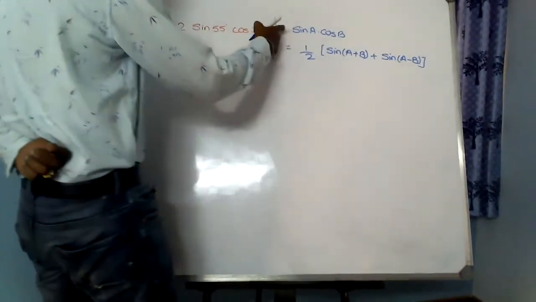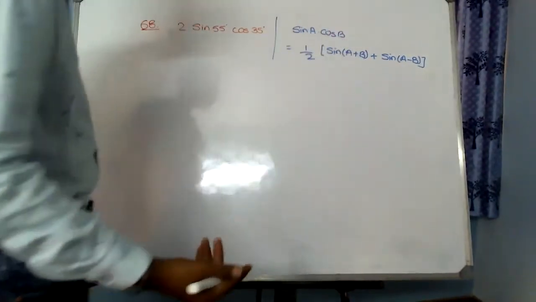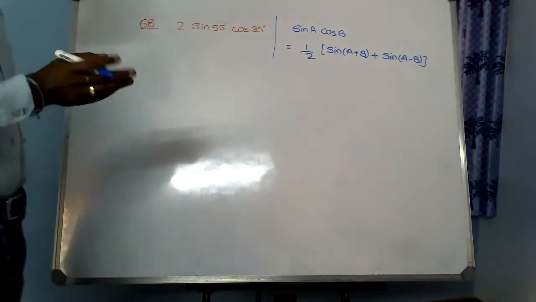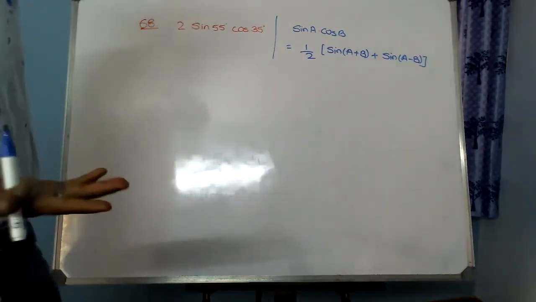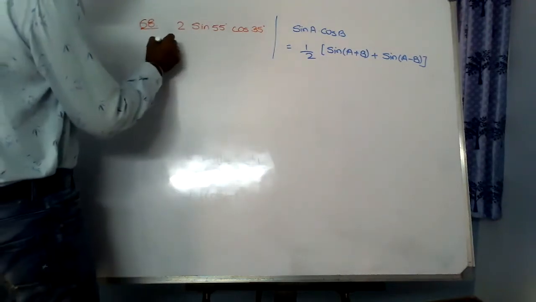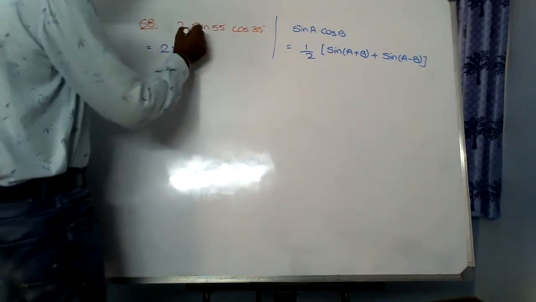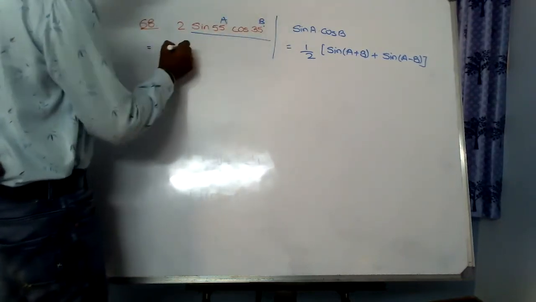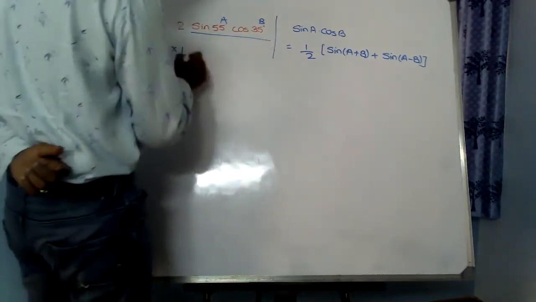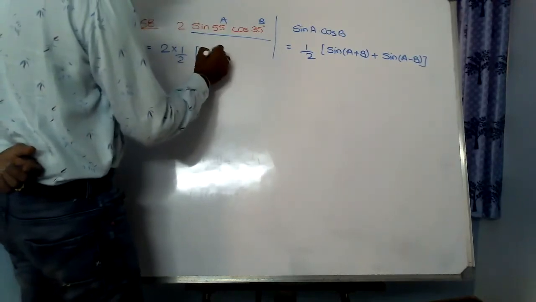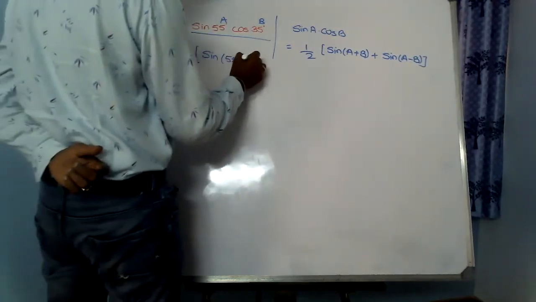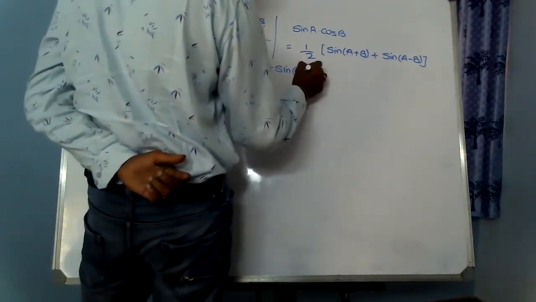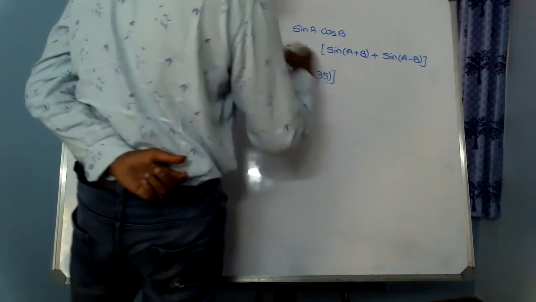Or if I want, I can write 2 sine A cos B equal to sine A plus B. I can do it directly, but rather than remembering so many formulas, it's always better to remember a few formulas and modify them as per your use. So here 2 is already there, so I'll write 1 by 2, this will be my A, this will be my B, sine A cos B. So 1 by 2, sine A plus B, that is sine 55 plus 35, plus sine A minus B, that is sine 55 minus 35. So this is what I can do.